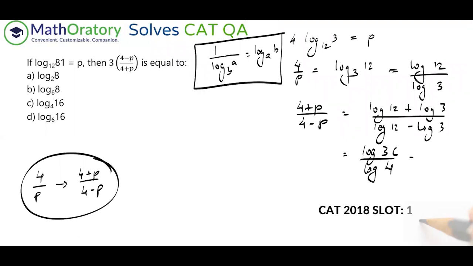Now take the base, so you get log 36 base 4, right? Or before you do that, let us do something else. I hope you can see that the numerator is 2 log 6 and the denominator is 2 log 2, right? So you have 2 log 6 by 2 log 2. This 2 goes off. So that gives me log 6 by log 2, which implies that this 4 plus p by 4 minus p is log 6 by log 2.